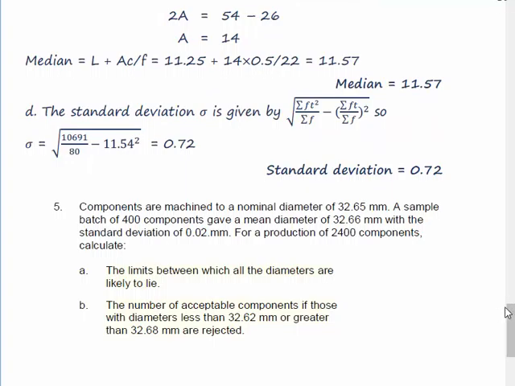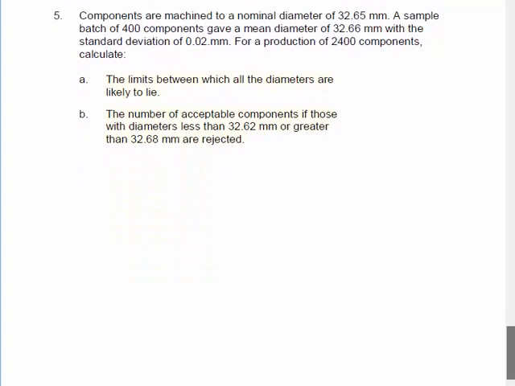Question 5. Components are machined to a nominal diameter of 32.65. A sample batch of 400 components gave a mean diameter of 32.66 with a standard deviation of 0.02. For a production of 2,400 components, calculate the limits between which all of the diameters are likely to lie.